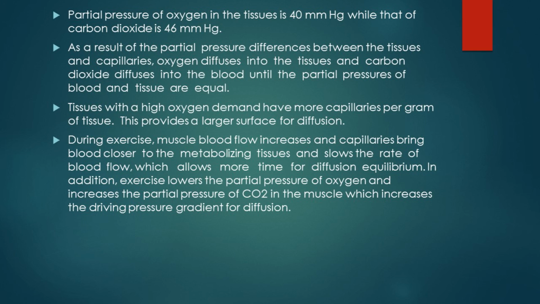Tissues with a high oxygen demand have more capillaries per gram of tissue, and this provides a large surface area for diffusion. During exercise, muscle blood flow increases and capillaries bring blood closer to the metabolizing tissues and slow the rate of blood flow. And this slowing down of the rate of blood flow allows more time for diffusion equilibrium. In addition, exercise lowers the partial pressure of oxygen and increases the partial pressure of carbon dioxide in muscles, and this increases the driving pressure gradient for diffusion.